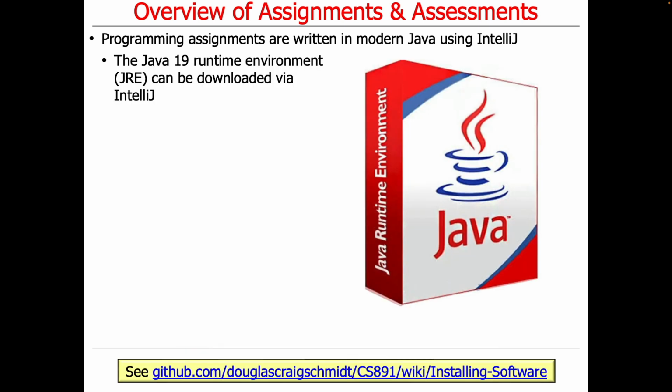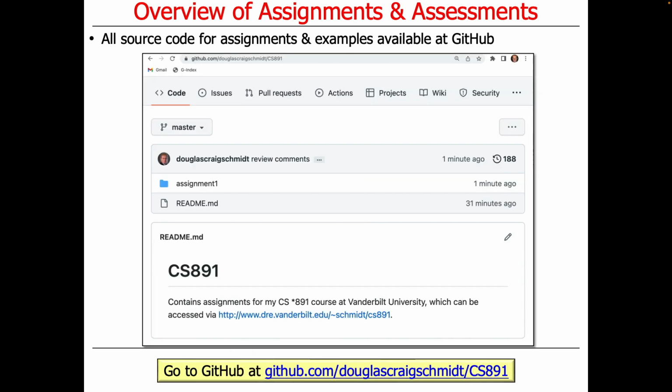The Java 19 runtime environment can be downloaded using IntelliJ. So you can use that. I'll show you how to do it. You can use that to get the latest version. Java 19 is what you want. I also have some descriptions of how to do this on the wiki site, which gives you some tips on how to install Java and also how to install or configure Git to be used with GitLab.